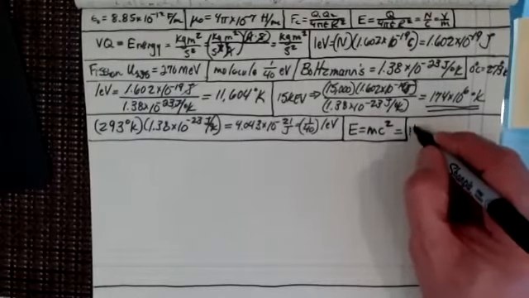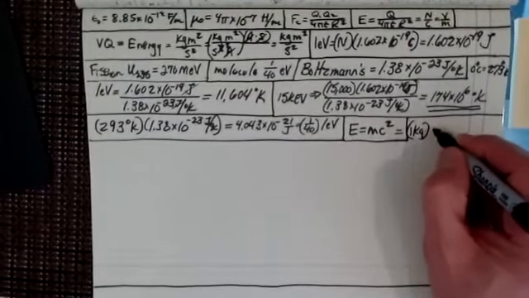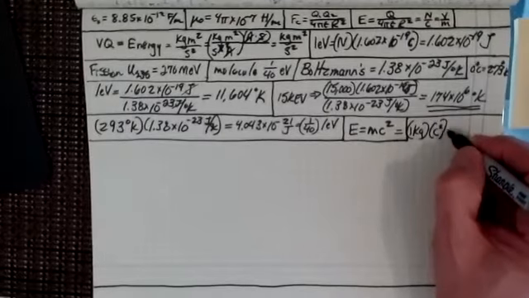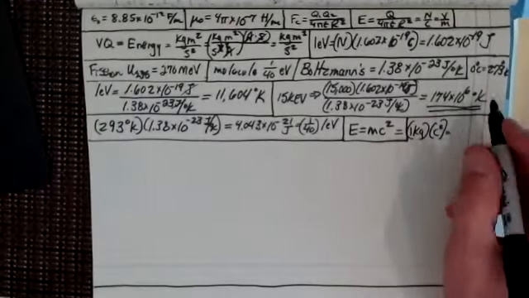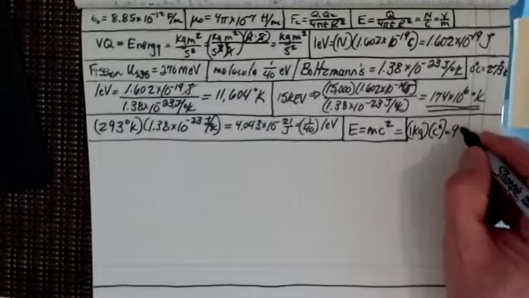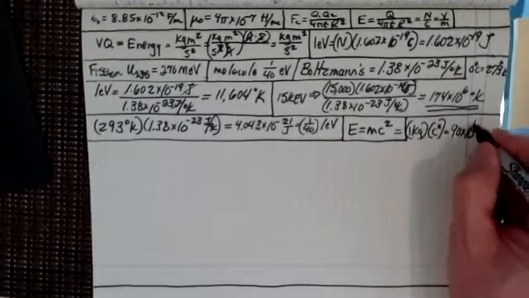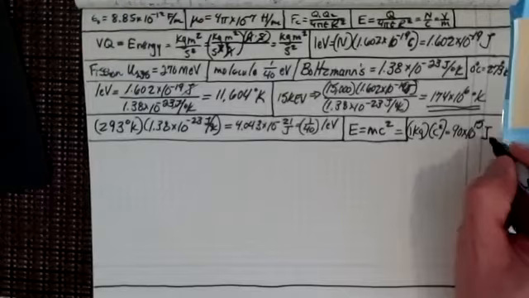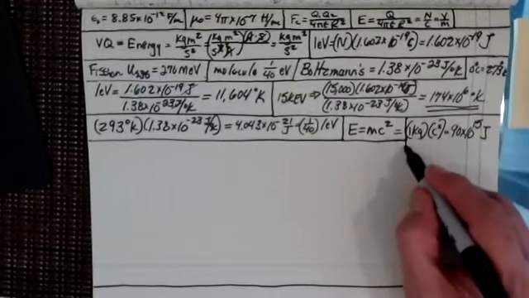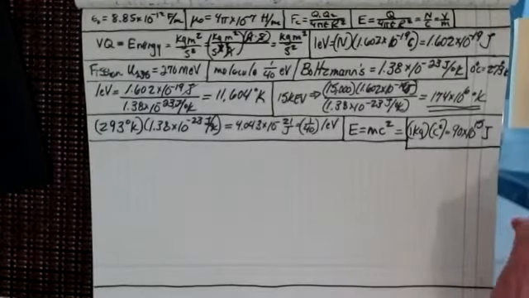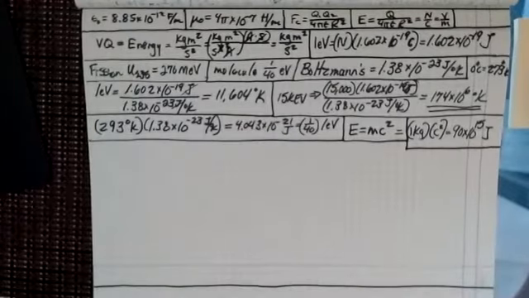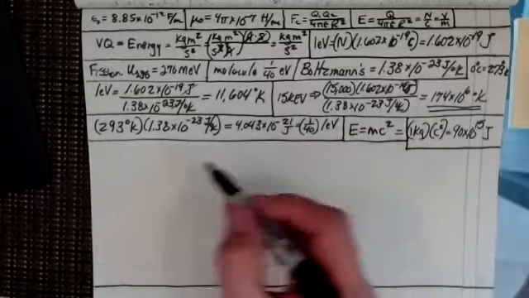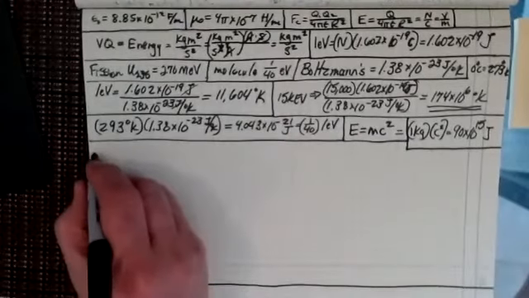I think everybody can see 1 kilogram times c squared. That's going to give me 90 times 10 to the 15 joules. You're probably saying, wow, that's a lot. I guess. I don't know. What is 90 times 10 to the 15 joules? I'll tell you how much it is.